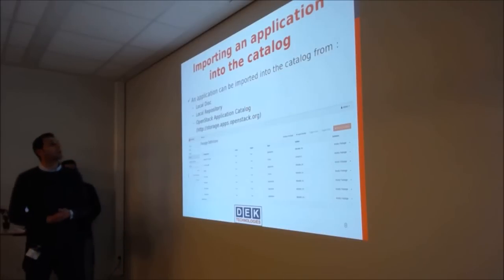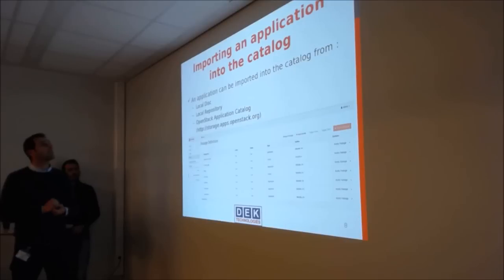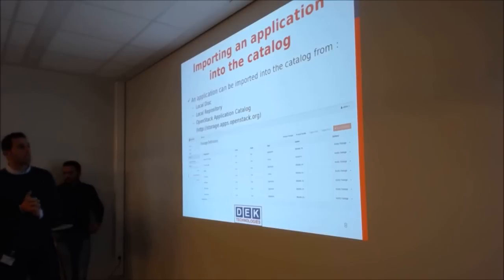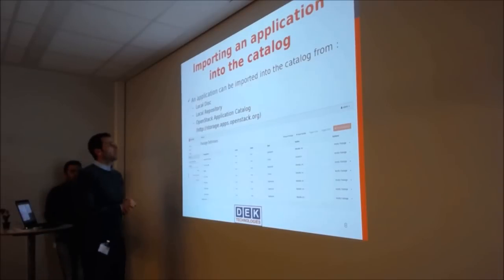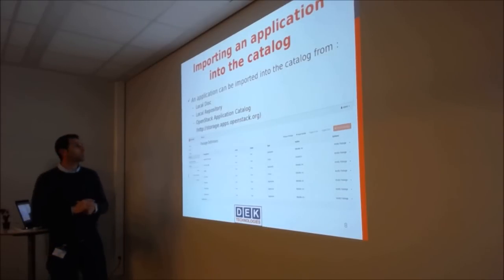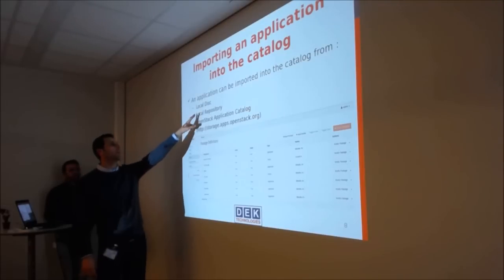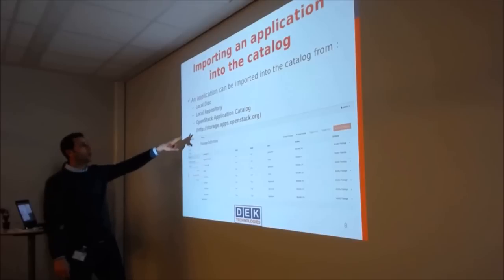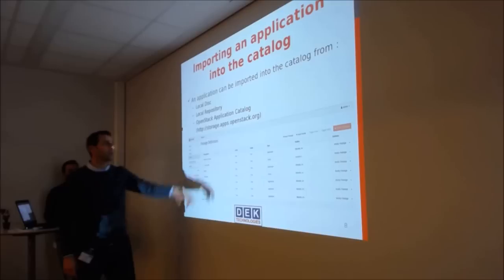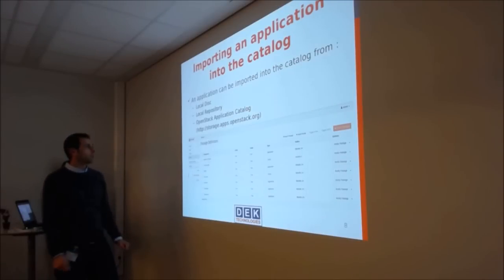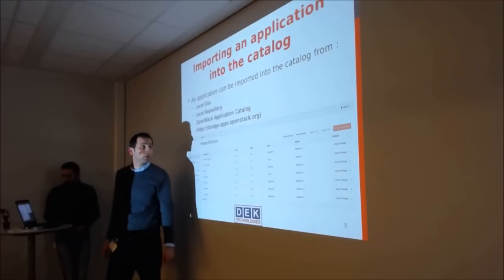Okay, so at this point, most of the work is done, and just the package, so an application, has to be imported into the catalog. Usually, as I said earlier, it is up to the cloud manager to import this application into the catalog. He has the rights to do this, but he can also give these rights to the application publisher, for example, or to a specific user. Okay, so the application can be simply imported from local disk, from local repository, or from the OpenStack Application Catalog that already contains a number of applications prepared and usable for everyone.